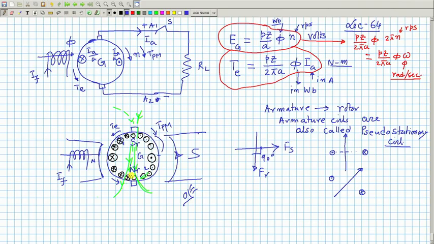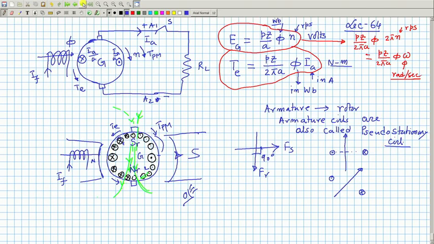Therefore, the direction of EMFs decides the direction of the current, no question of any power factor coming in between. Therefore, the distribution of current, I mean the polarity of the currents under north and south pole, is fixed once it is decided whether it is a generator or motor.